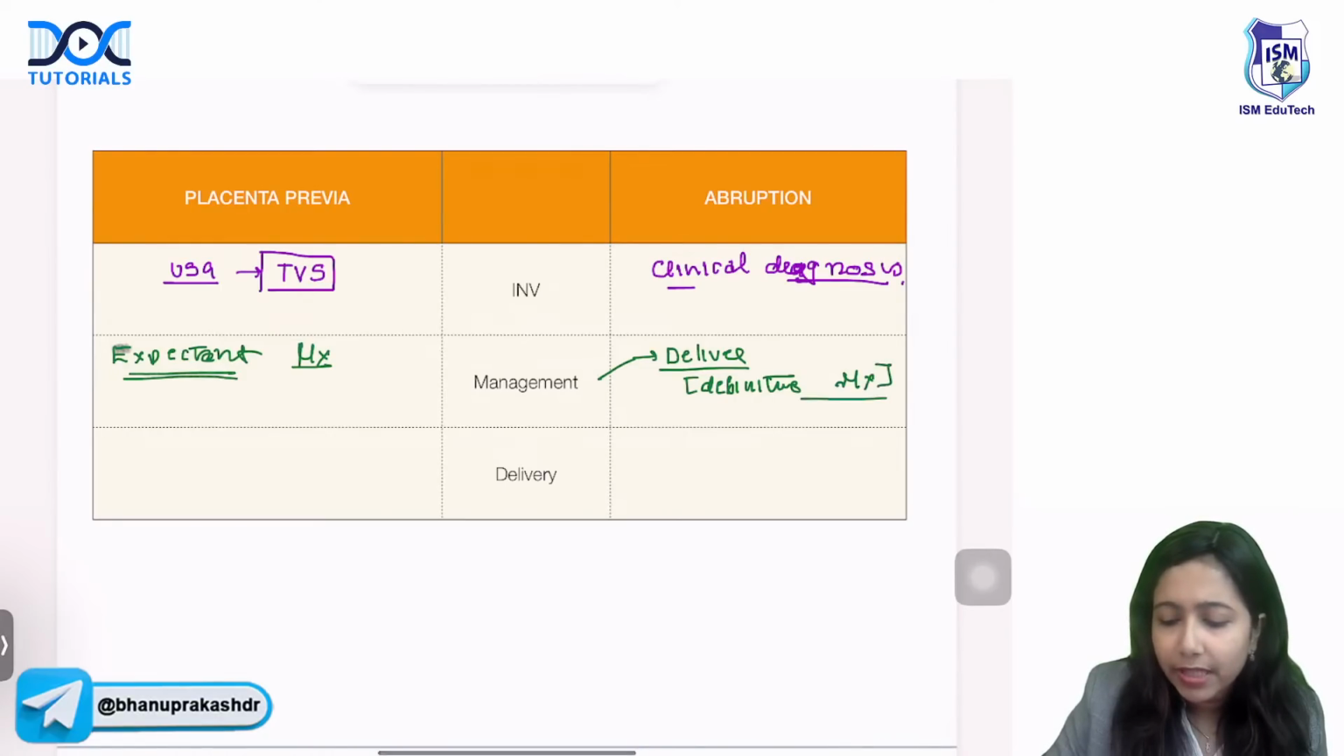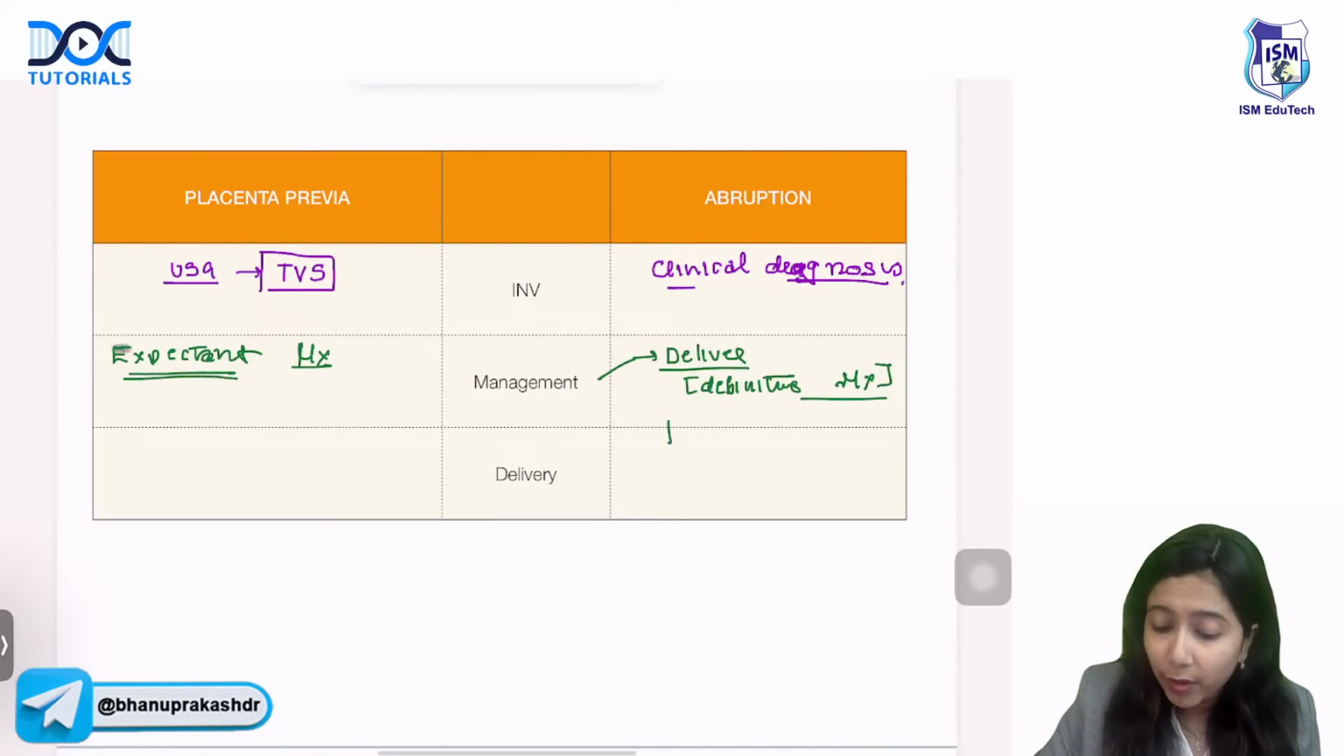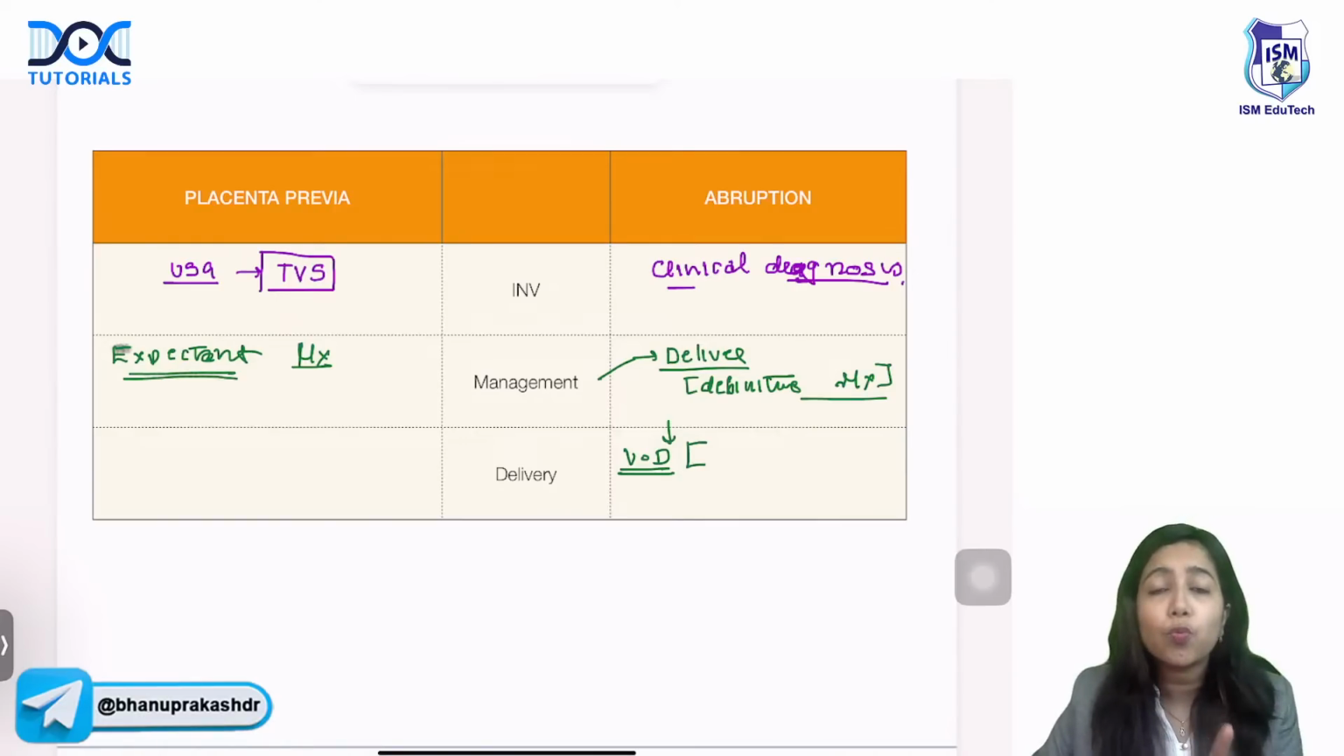How will you deliver in abruptio placentae? Is cesarean always required? No. In abruptio placentae, if everything is fine, we can attempt for a vaginal delivery. And in vaginal delivery, if you have to choose, what will you do next? A very frequently asked question.